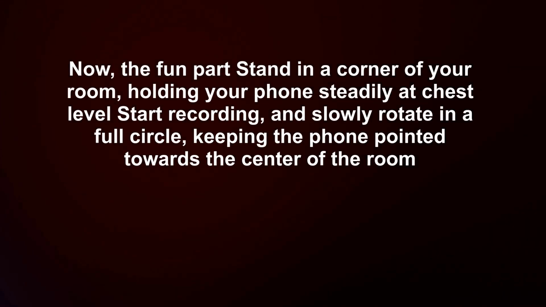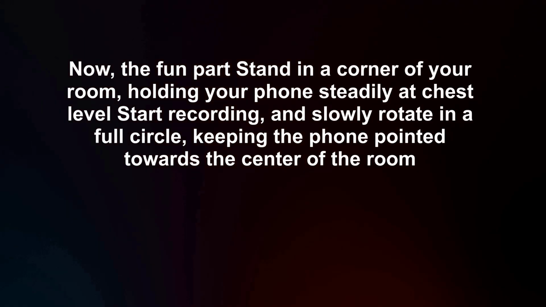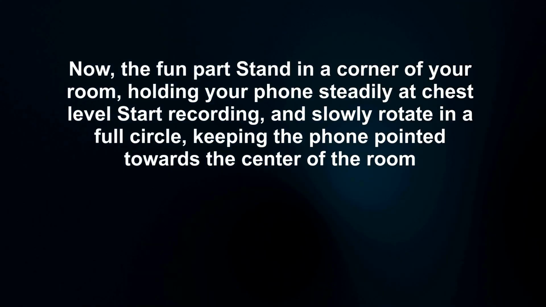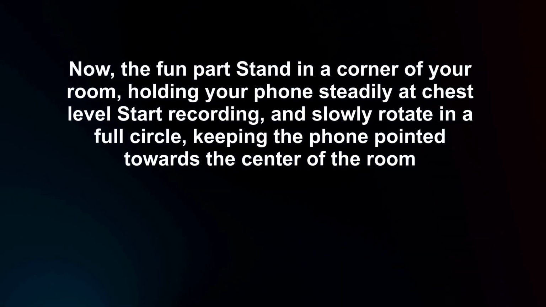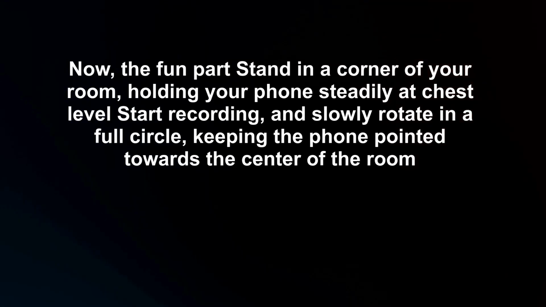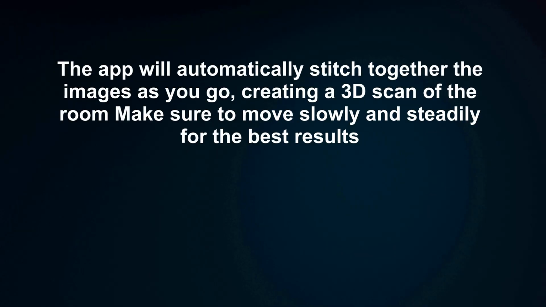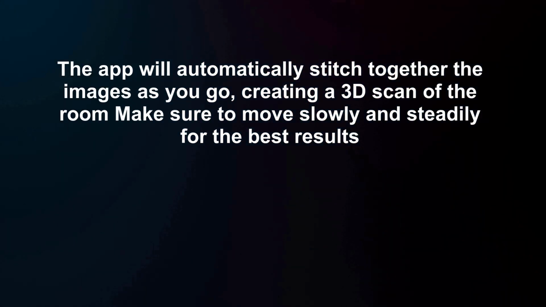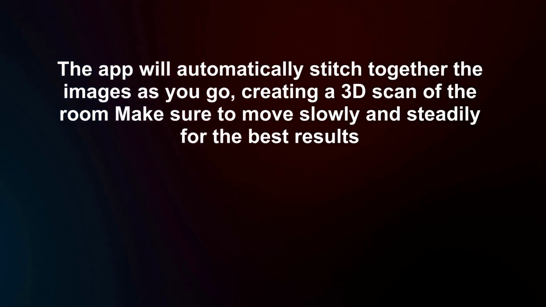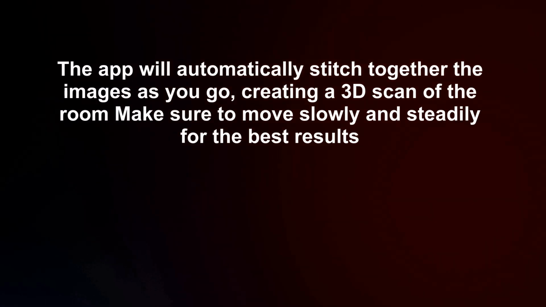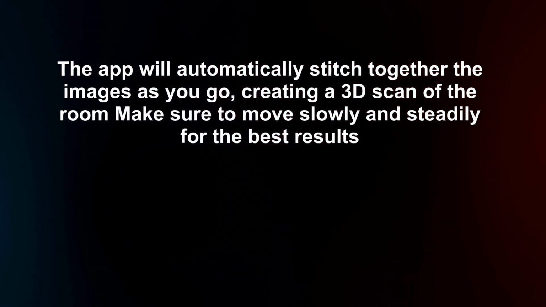Now, the fun part: stand in a corner of your room, holding your phone steadily at chest level, start recording, and slowly rotate in a full circle, keeping the phone pointed towards the center of the room. The app will automatically stitch together the images as you go, creating a 3D scan of the room. Make sure to move slowly and steadily for the best results.